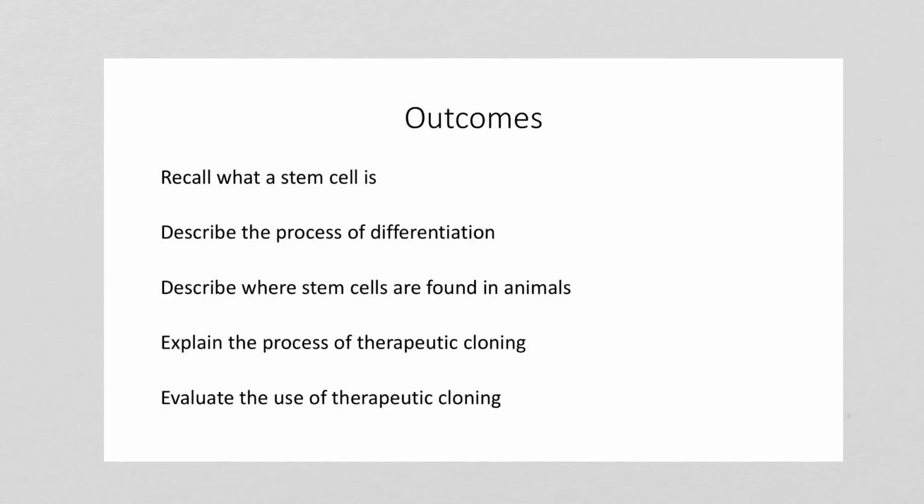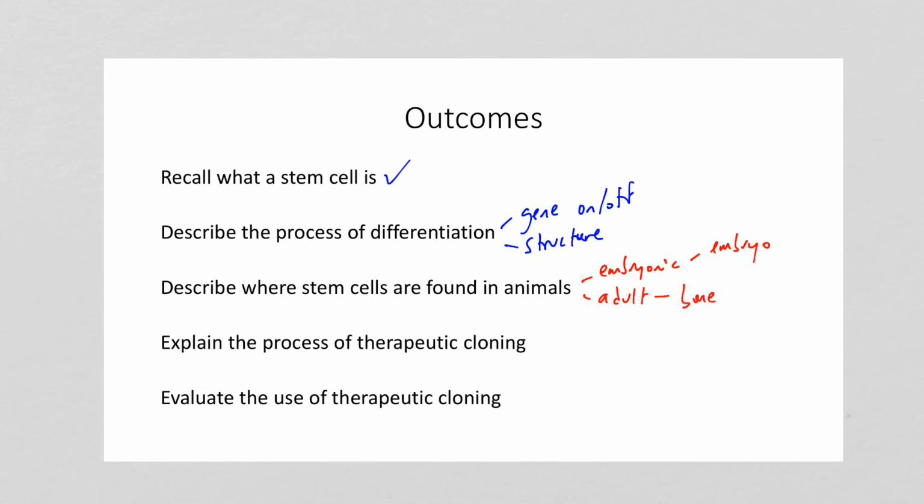Okay, that's it for this lesson. We've talked about what a stem cell is. We need to remember it's an unspecialized cell that can differentiate into specialized cells. The process of differentiation is how the stem cell becomes a specialized cell. And here we're talking about different genes being turned on or off and changes in structure, which will lead to changes in function. Describe where stem cells are found in animals. We talked about how you have to know about embryonic stem cells and adult stem cells. Embryonic stem cells, as the name suggests, are found in the embryo, whereas adult stem cells, for example, are found in the bone marrow.